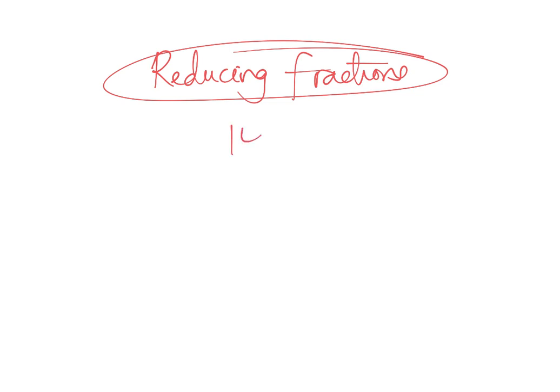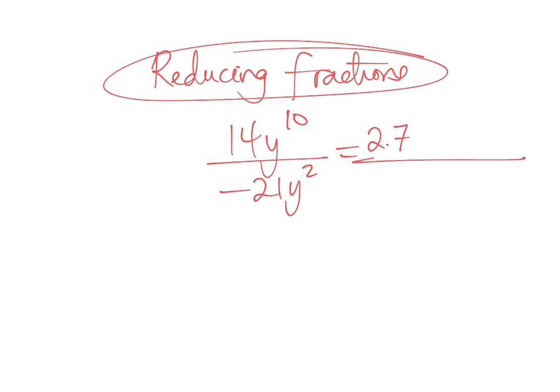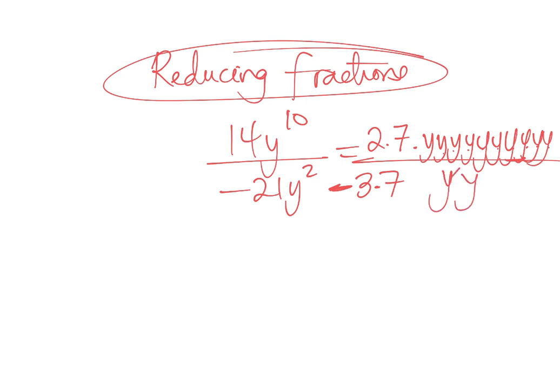So we have 14y to the 10th divided by negative, let's go with 21y squared. So this becomes 2 times 7, technically, right? 14 is 2 times 7, and 21 is 3 times 7. So we'll put a negative in front here. And then we have 10 y's. I could have chosen a different problem, but I just chose to use 10 y's. So 1, 2, 3, 4, 5, 6, 7, 8, 9, 10. And then in the denominator, you have 2. So 2 of them will cancel 2, leaving you with 8, right?